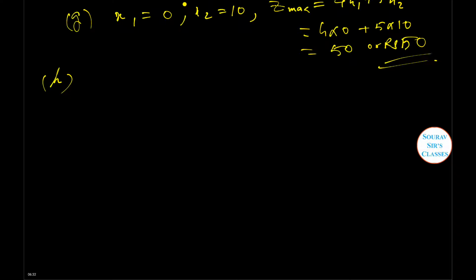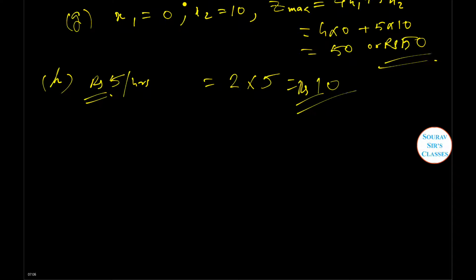Now question number 8. Machine A, which is associated with the slack variable S1, in hours per week, has to be shut down for repairs for 2 hours next week. What will be the effect on profit? The shadow price of machine A is equal to 5 per hour. Hence, the reduction of profit for a 2-hour shutdown is equal to 2 hours into 5 per hour, that is the rate, which is equal to 10. Hence, the profit will reduce by rupees 10.